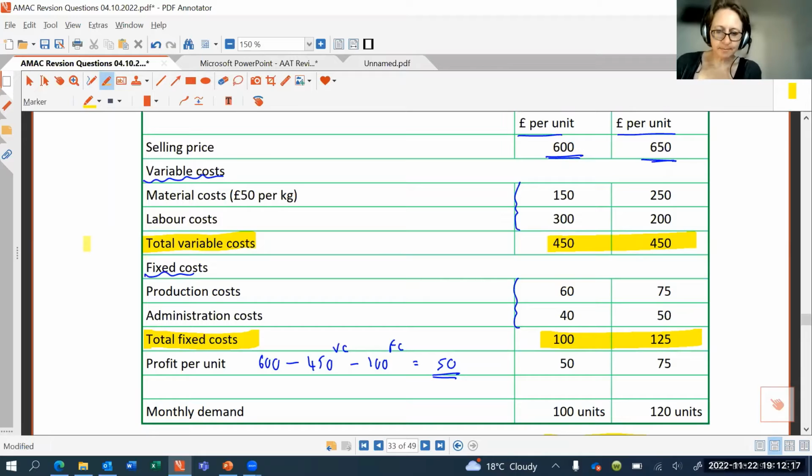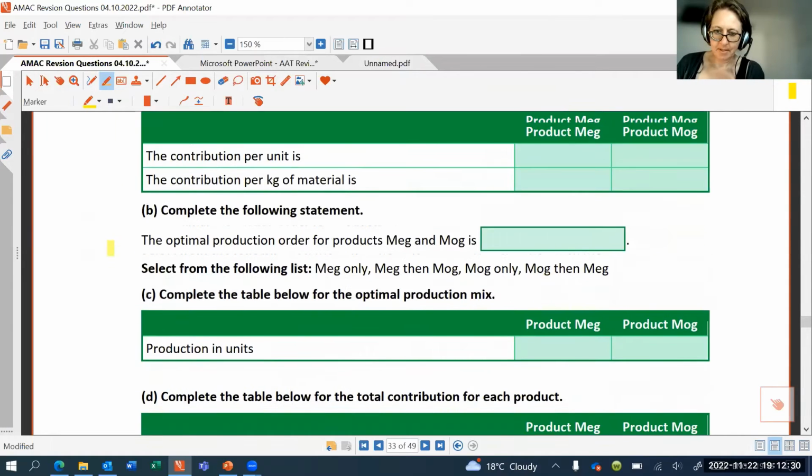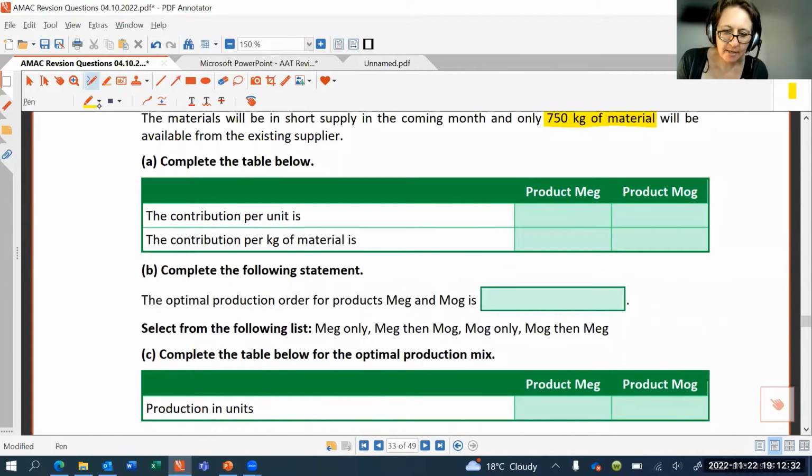Remind you, if you're not sure, contribution is calculated... Oh, I've got an answer coming in now. Excellent. Yes, exactly right. It is the selling price less the variable costs. So contribution per unit, I'm just going to write my formula here because this is a revision session. It's going to be the sales price of the unit minus the variable costs.